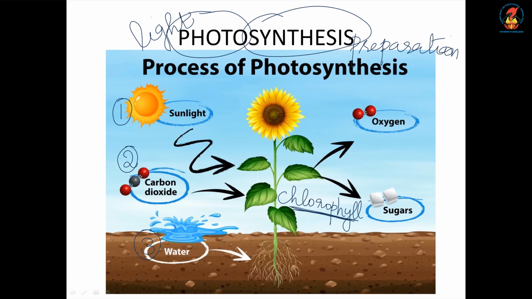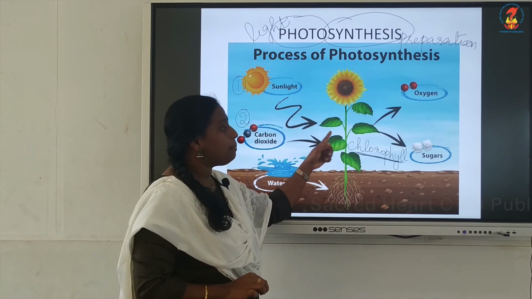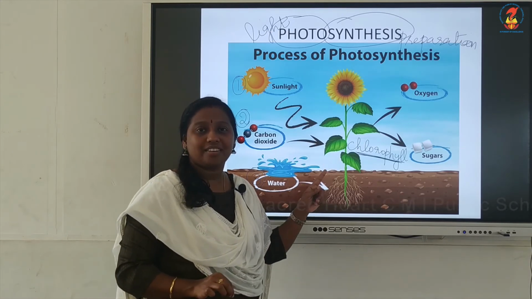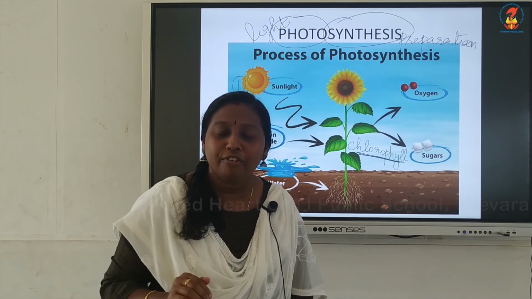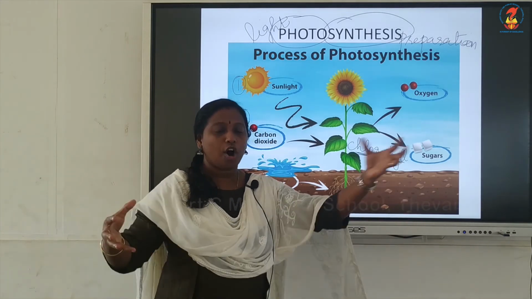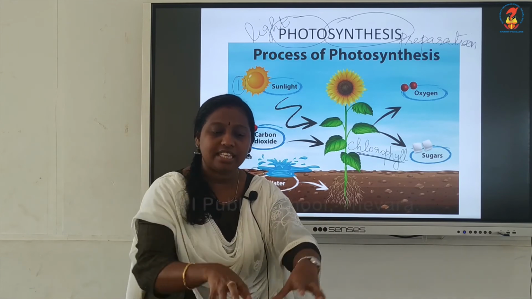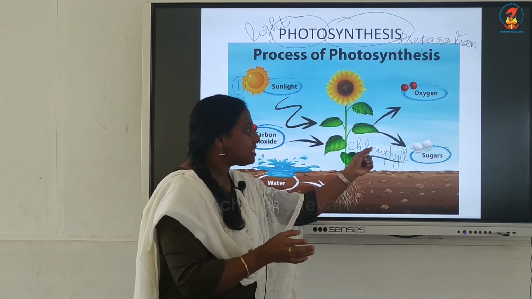In the presence of this chlorophyll or inside the chlorophyll, by using all these 3 materials, the leaf will be preparing the food for a plant. So actually leaf is a kitchen of a plant. Your mama will be preparing food for you in the kitchen. She will be using all the different ingredients. Inside a vessel, she will be preparing food. That vessel is chlorophyll.